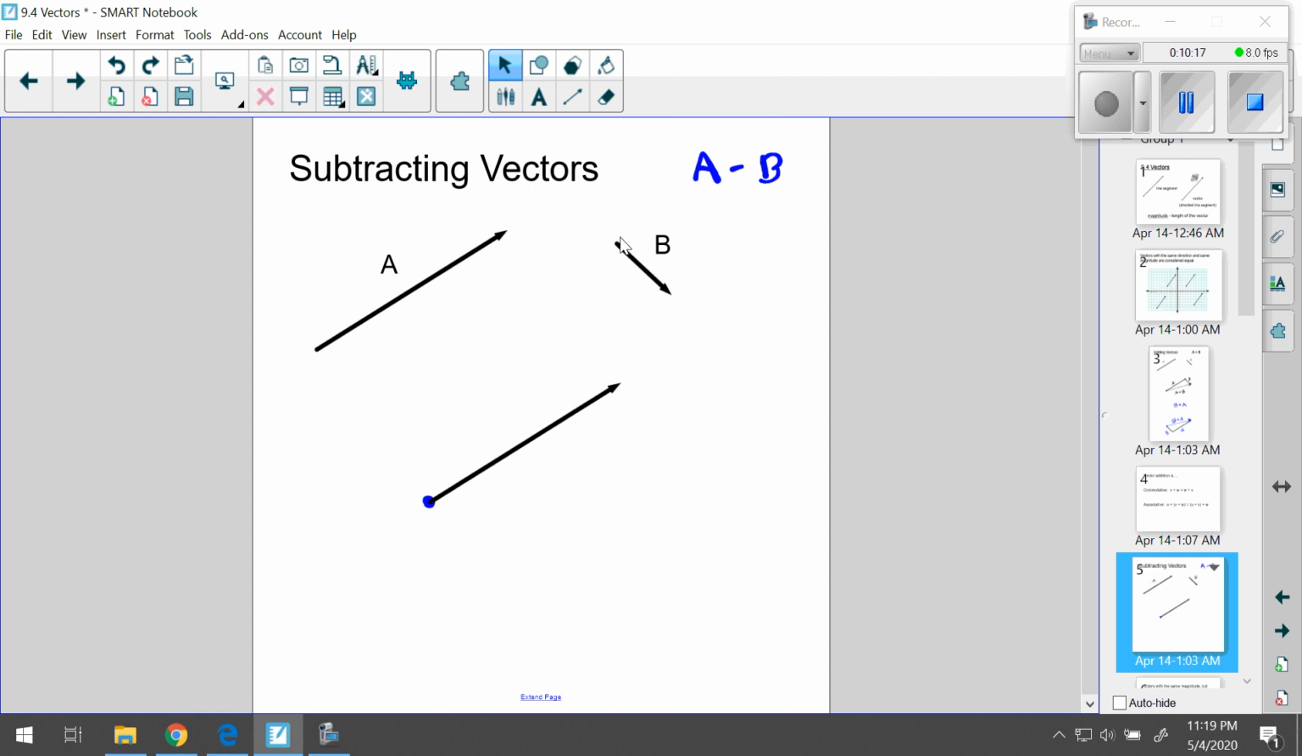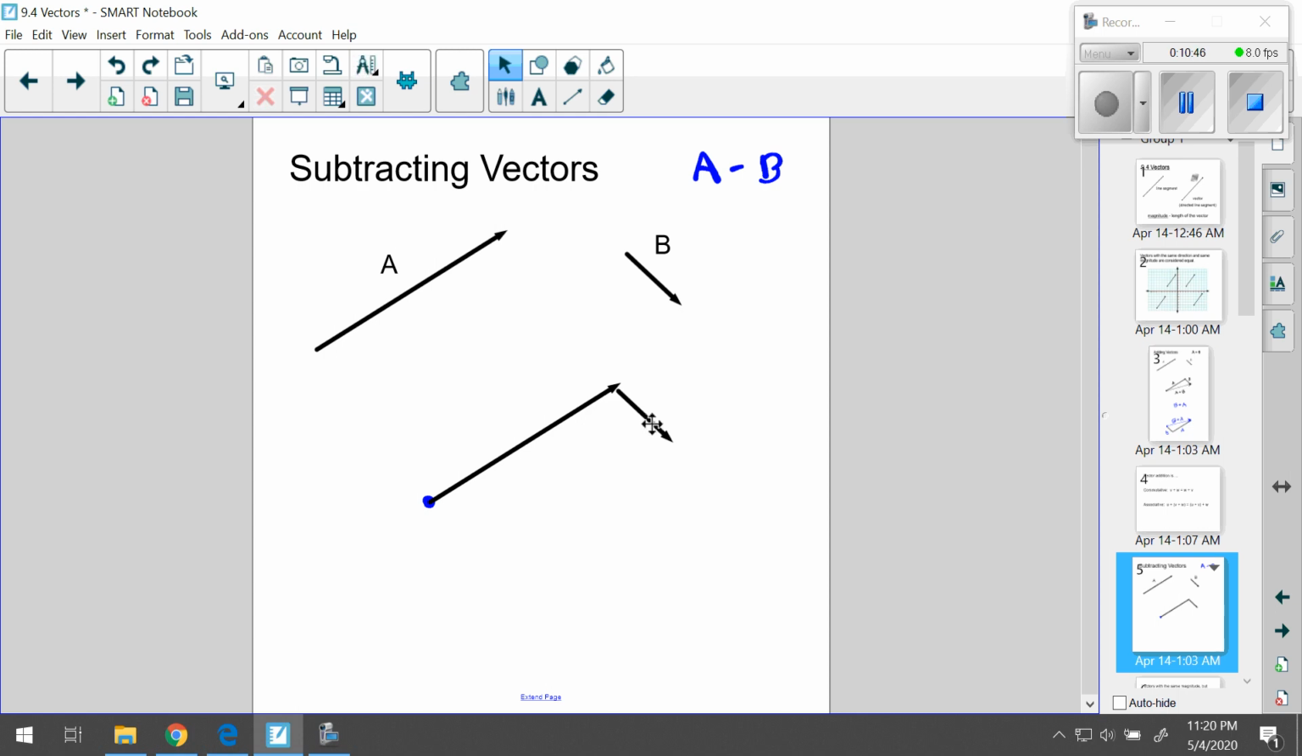Normally, if I were adding B, since B is pointing down, I would take this vector, let me make a clone, and pick up where I left off at the end of A. I would head in this direction, and then my A plus B would be down here. Well, in this case, I'm subtracting B, so you can maybe pause and think about what that might look like.